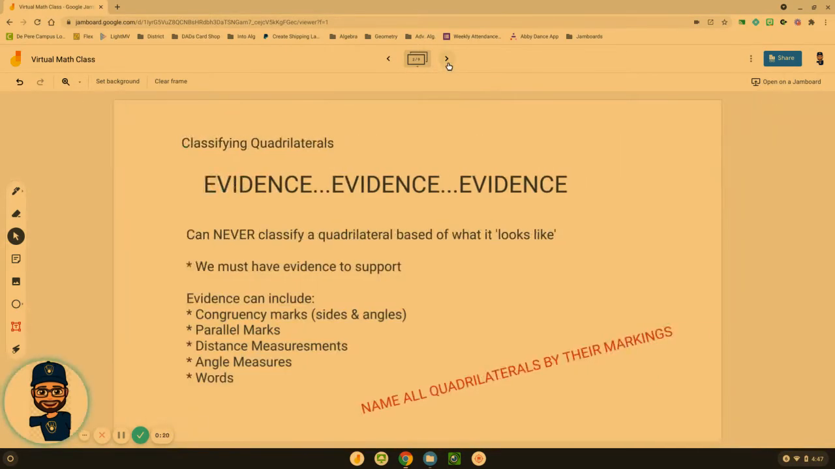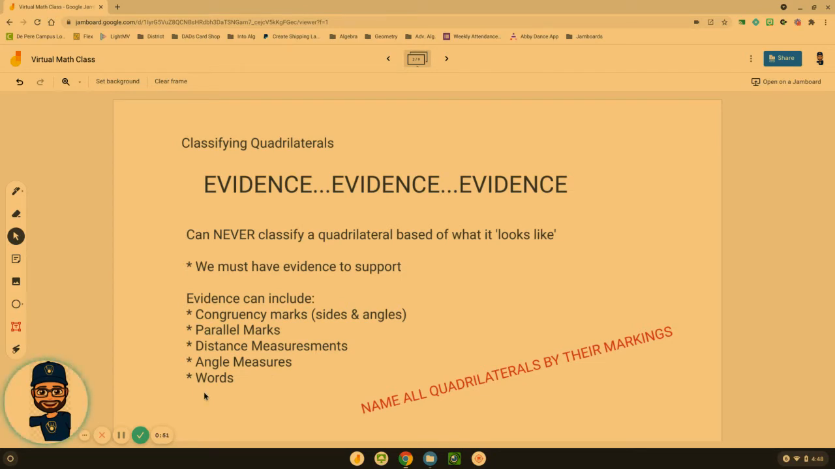So one of the most important things you need to remember is that whenever you look at a quadrilateral, you need evidence. Evidence, right? Down here in red. We need to name all quadrilaterals based upon the markings that we see in the quadrilateral. Markings and evidence that could include congruency marks, both for sides and angles, parallel marks, distance measurements or angle measures, or words. We need to have evidence.